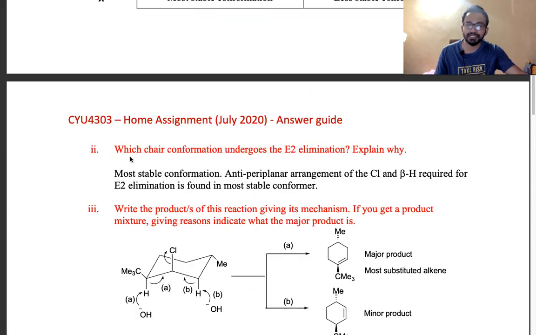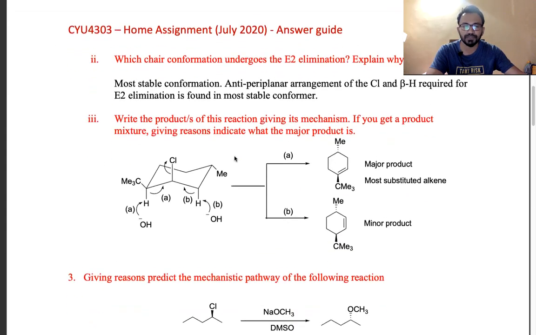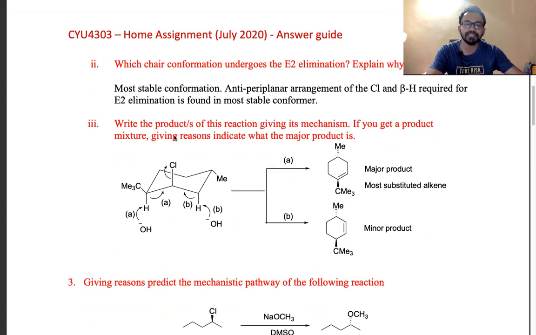So they are asking which chair conformation undergoes the E2 elimination. Explain why. The anti-periplanar arrangement of Cl and beta hydrogen is required for the E2 elimination, and it is found in the most stable conformation. Here is the beta hydrogen, we call that one. Then the next question asks, write the products of this reaction and give its mechanism.